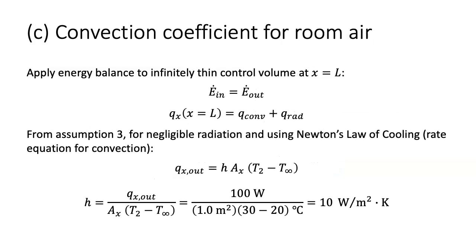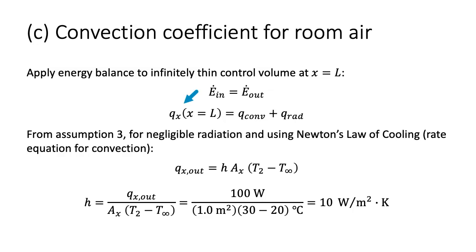For part C, to determine the convection coefficient for the room air, we now apply an energy balance to an infinitely thin control volume at the surface at x equals L. For this case, where the control volume has no mass, our energy balance reduces to the rate at which energy goes into and out of the control volume must be the same.